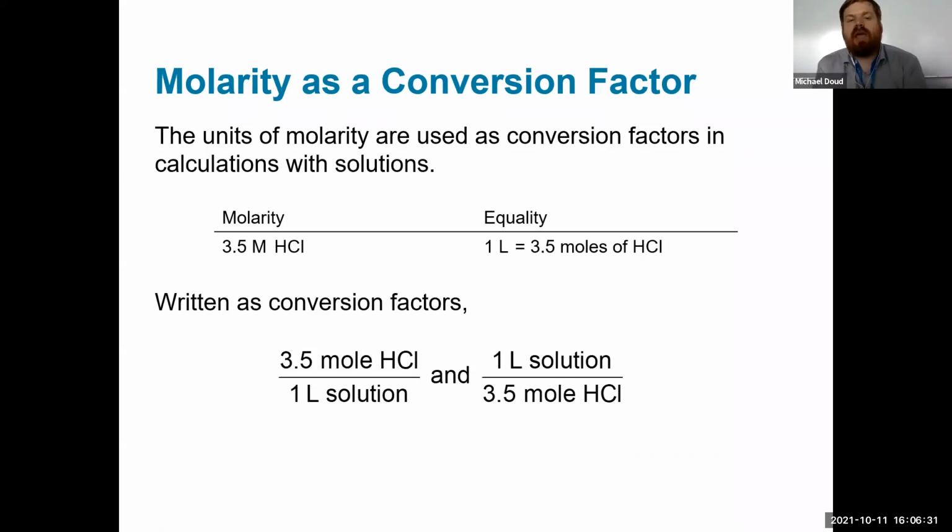So if we know that we have a certain molar solution, we can convert between liters or volume of that solution and moles of the solute, which is going to come really handy when we do reactions with dissolved particles. So for example, 3.5 molar hydrochloric acid means that 1 liter of solution equals 3.5 moles of hydrochloric acid. So we have two separate conversion factors we can write. There's 3.5 moles of HCl per 1 liter of solution, and there's 1 liter of solution per 3.5 moles of HCl.